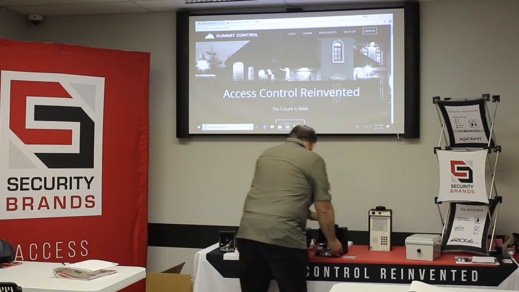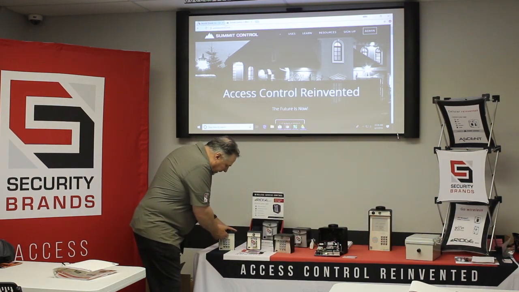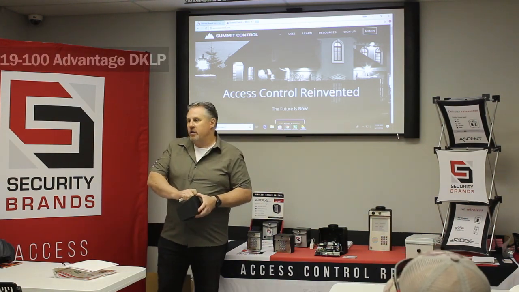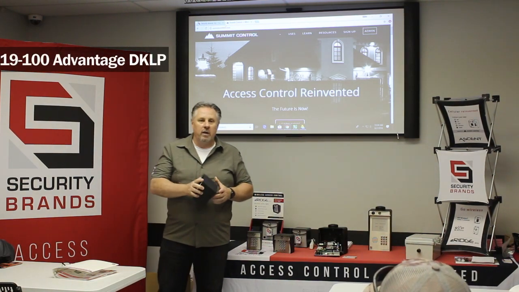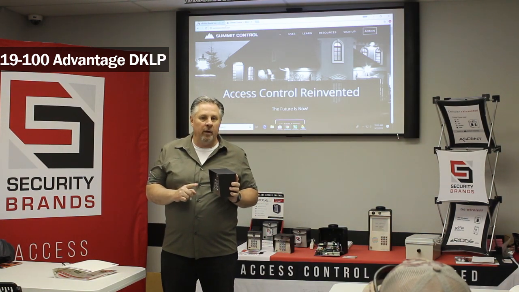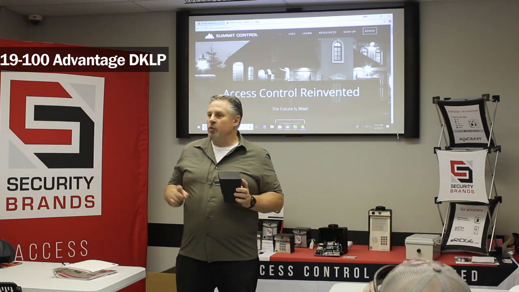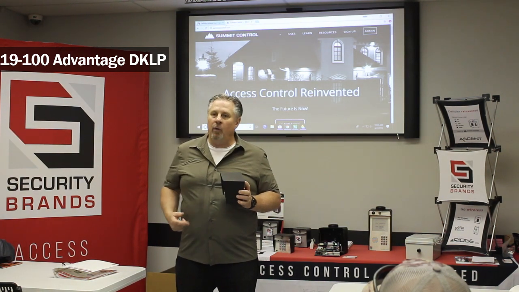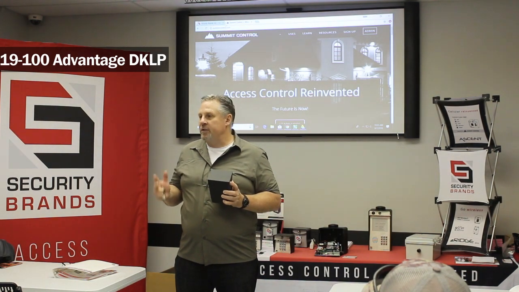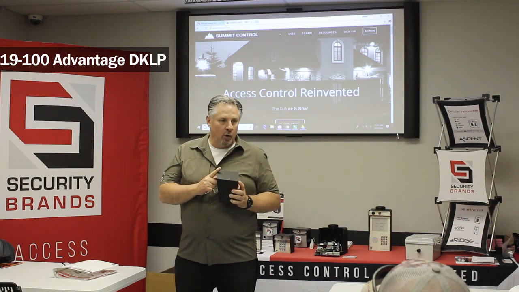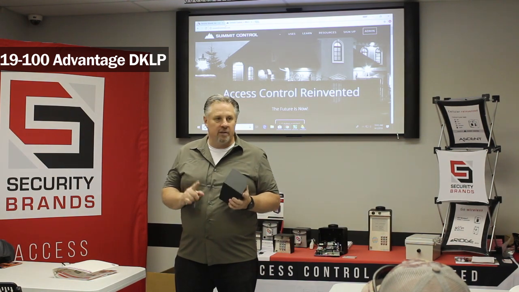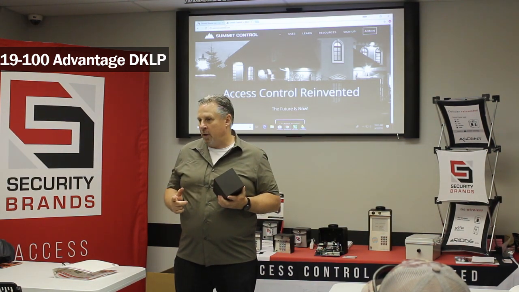As far as standalone equipment goes, the first thing is my 19100. My 19100 is my Advantage DKLP. DKLP stands for Digital Keypad Low Power. So it's a low power keypad for solar gate operators. It uses 1 milliamp of power at rest or in the ready mode. 1 milliamp is very low, so it won't affect your solar system. It's got 100 codes, a latch code, and one relay output. It does not have a night light. It's designed that way to keep the power consumption down.